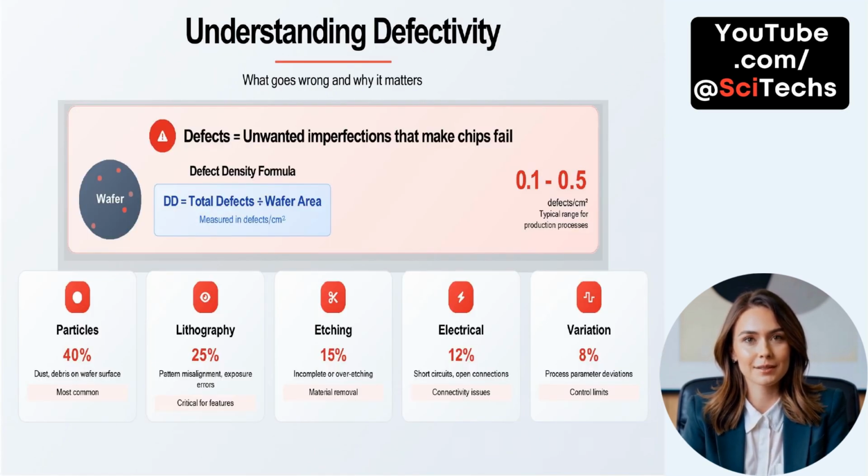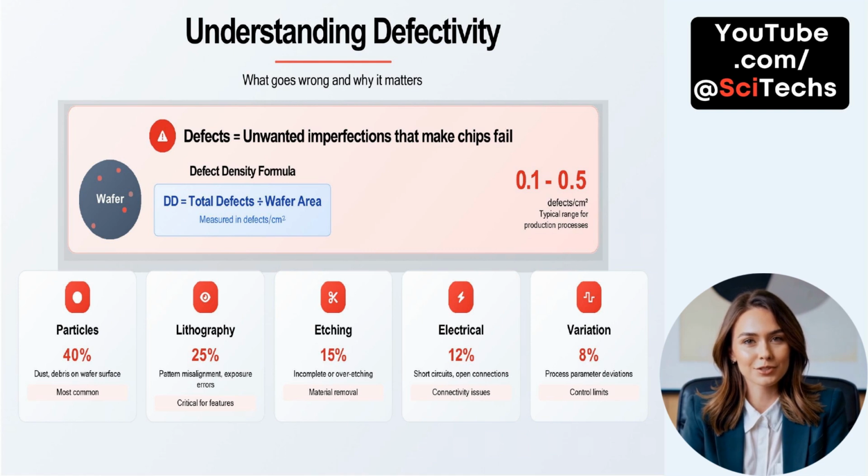Understanding defectivity. Defectivity refers to unwanted imperfections in semiconductor manufacturing that lead to chip failures. These defects can drastically reduce yield and reliability. A defect is any deviation from the intended structure, and common examples include particles, pattern misalignment, or electrical faults. Defect density, or DD, is calculated using the formula total defects divided by wafer area, typically expressed in defects per square centimeter. The usual defect density for production processes falls between 0.1 to 0.5 defects/cm².